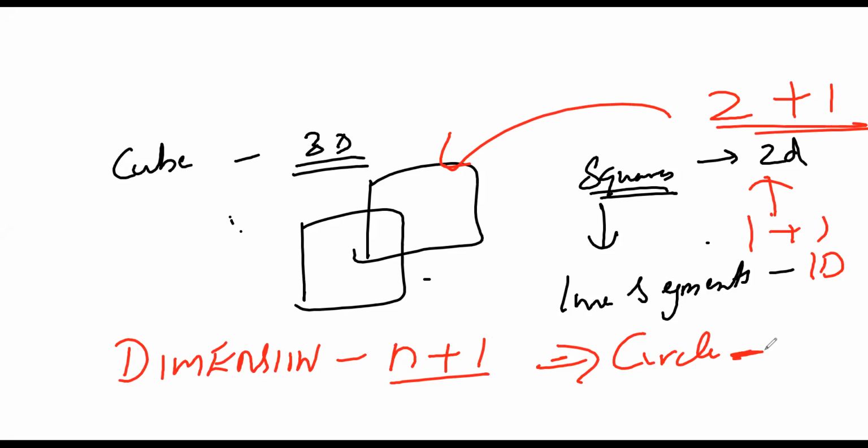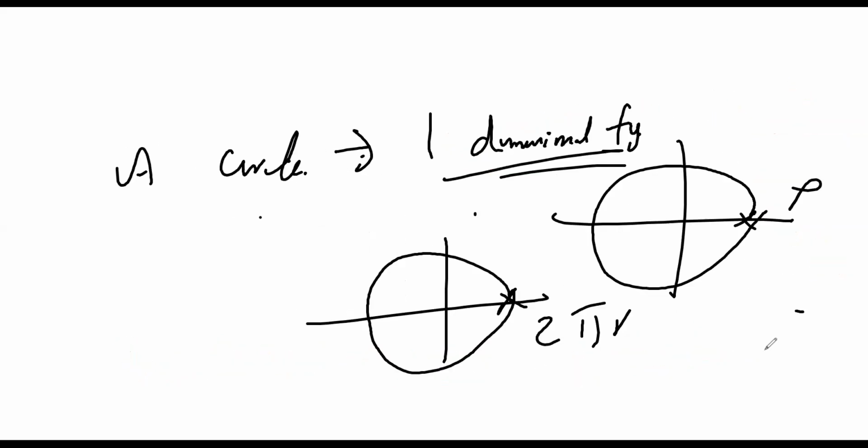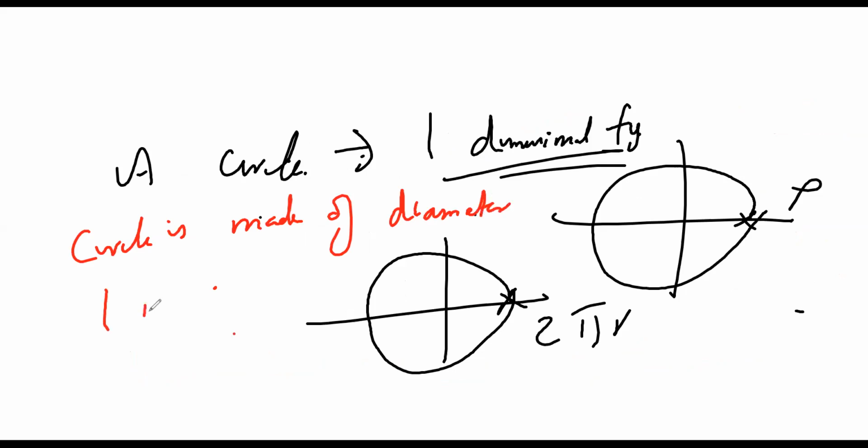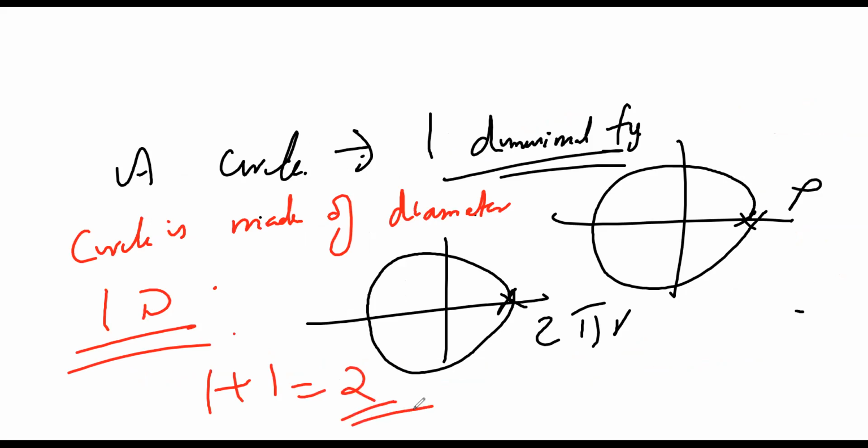It is made of line segments. So 1 plus 1 is 2. A circle is made of diameters, which are one dimensional in nature. So n plus 1 is 1 plus 1, which is 2. So it is a two-dimensional thing. So the only correct option for us is option B.